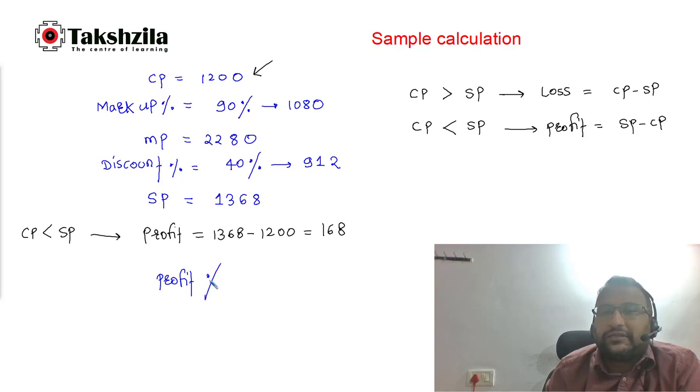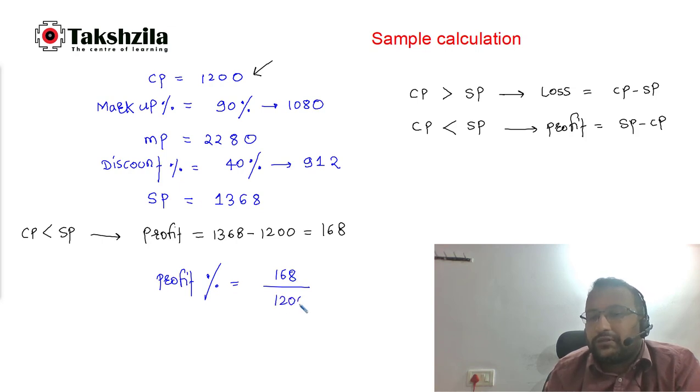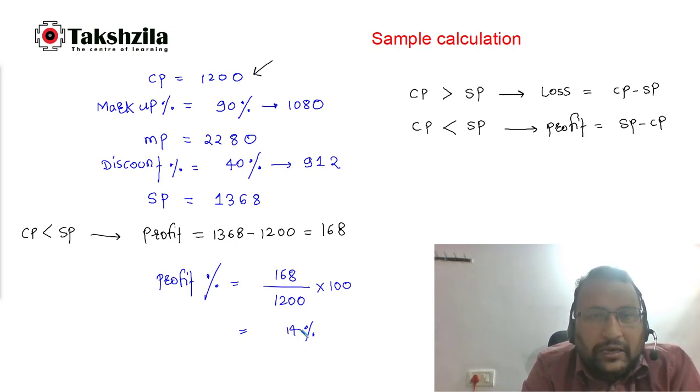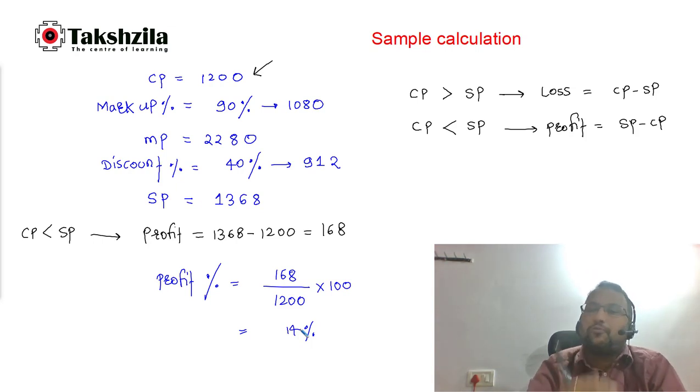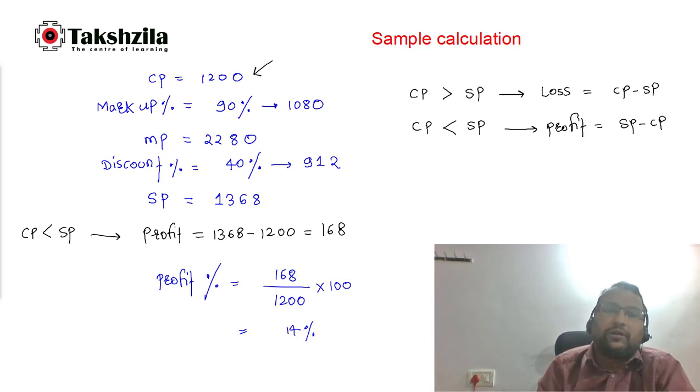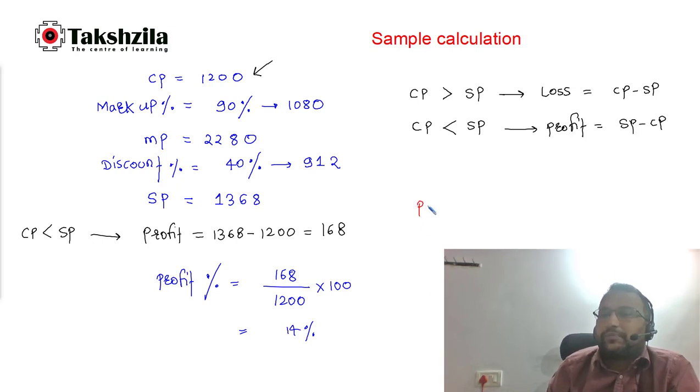So profit percentage is equal to total profit earned, 168 rupees, after investing 1200 rupees. To find the percentage, multiply this by 100, and if you solve this, you will get 14 percent. So over here, the profit percent is 14%. It means the shopkeeper earns a profit of 14 rupees on every 100 rupees that he or she is going to invest.